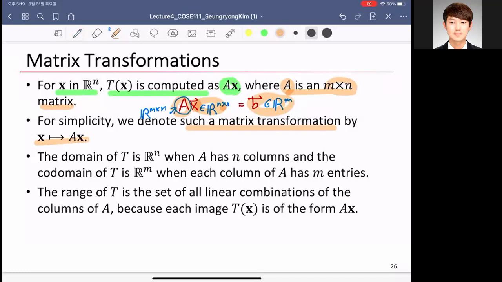In this case, the domain of T is Rn, because A has n columns. The codomain of T is Rm space, because each column of A has m entries. So because A is m by n, the domain of T is Rn, and the codomain of T is Rm. Now, one more thing is that the range of T is the set of all linear combinations of the columns of matrix A, because each image Tx is of the form Ax.